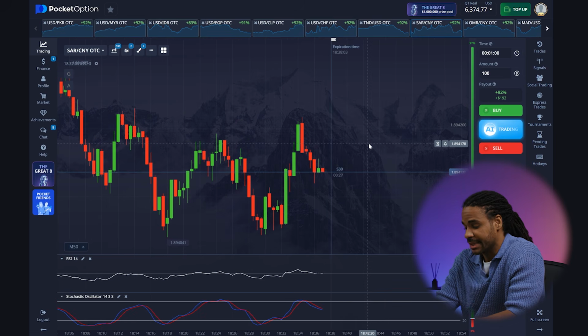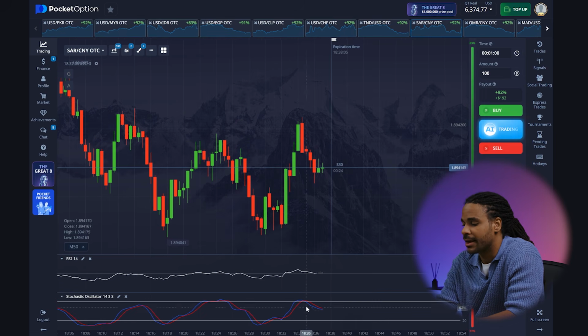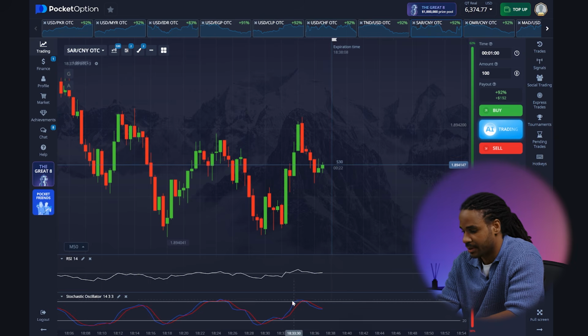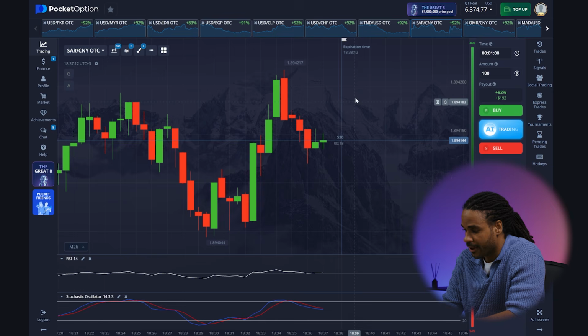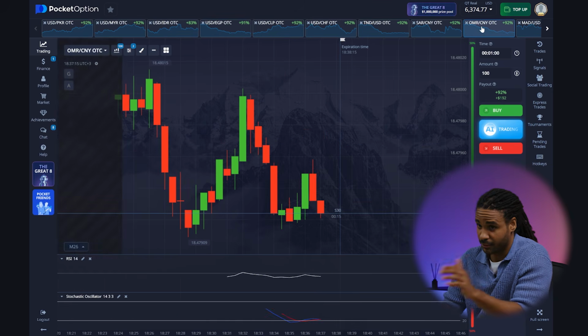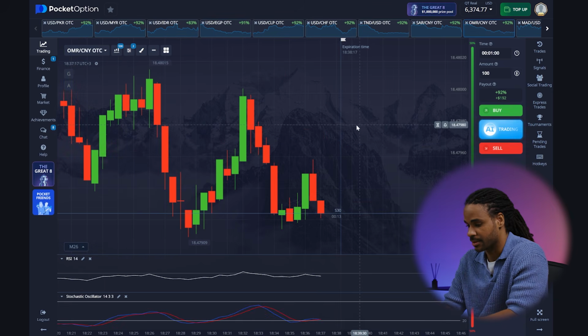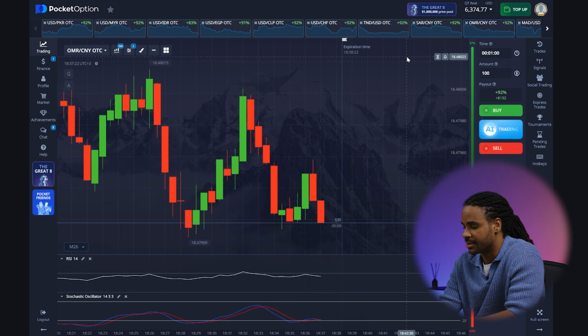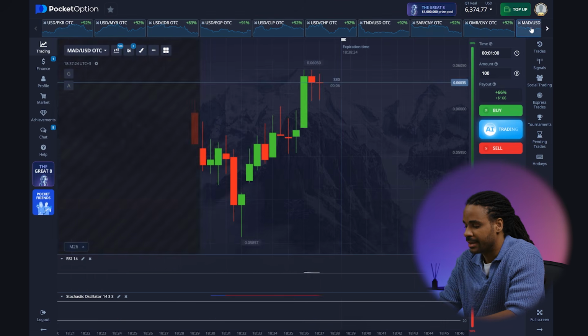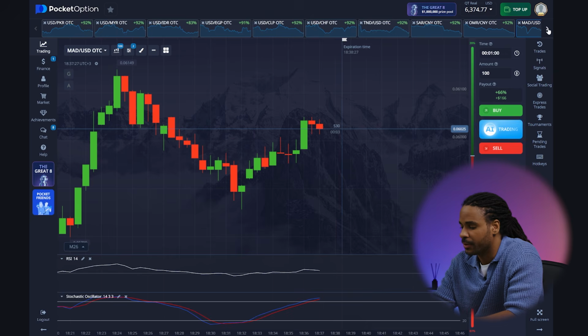As a reminder, the Stochastic is built using fast and slow moving averages. What do I mean by that? These generate signals when they cross each other and exit the overbought or oversold zones. The overbought level is 80 and the oversold level is 20. These are the default levels we'll be using.